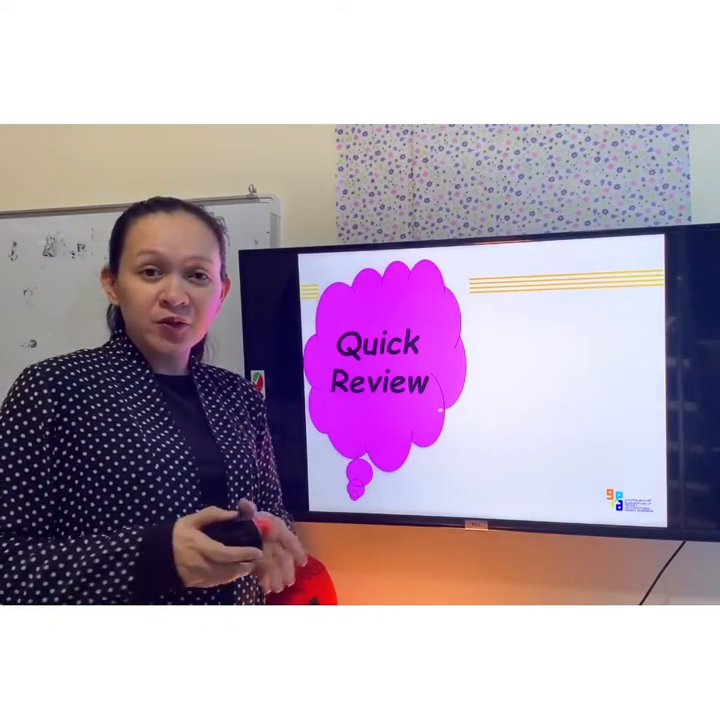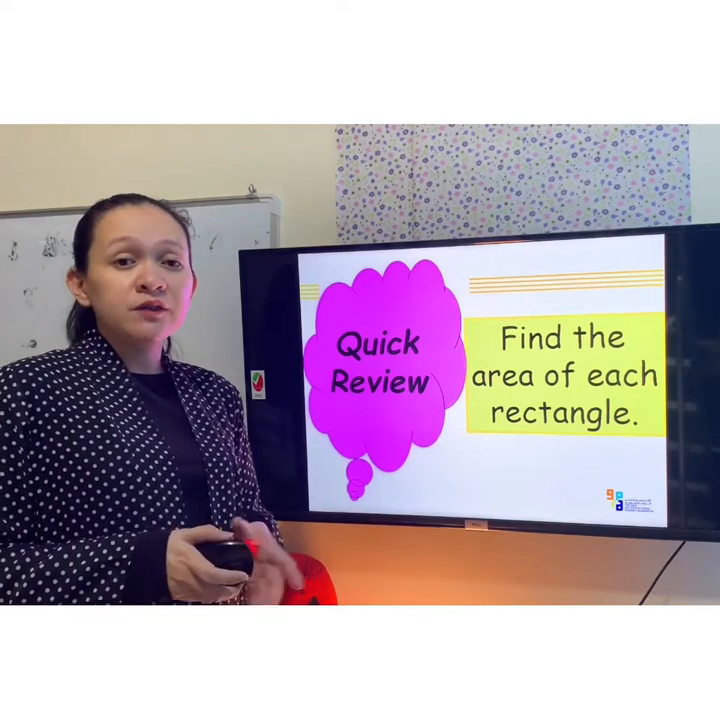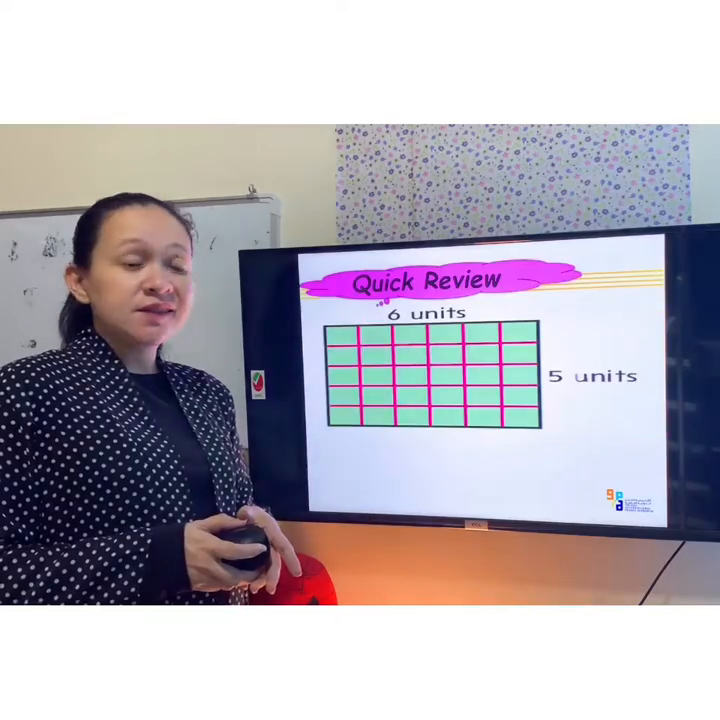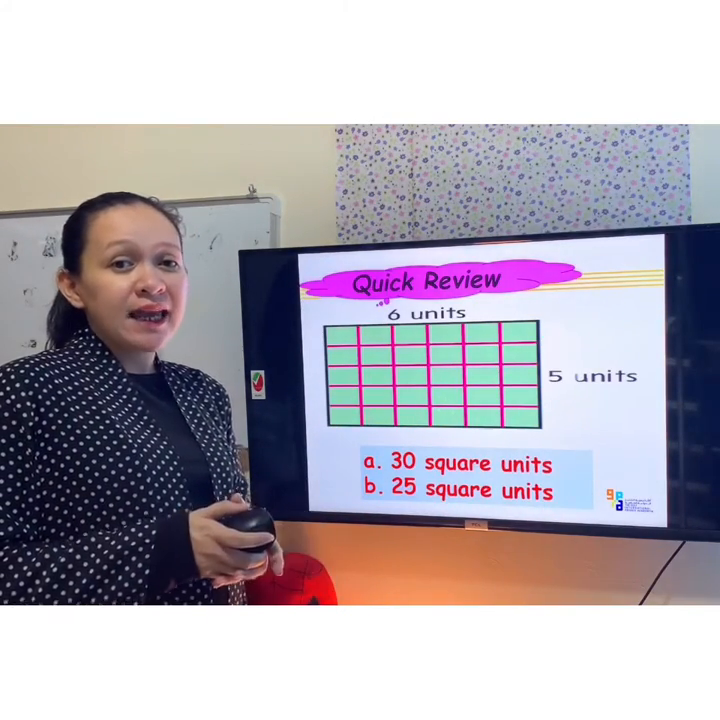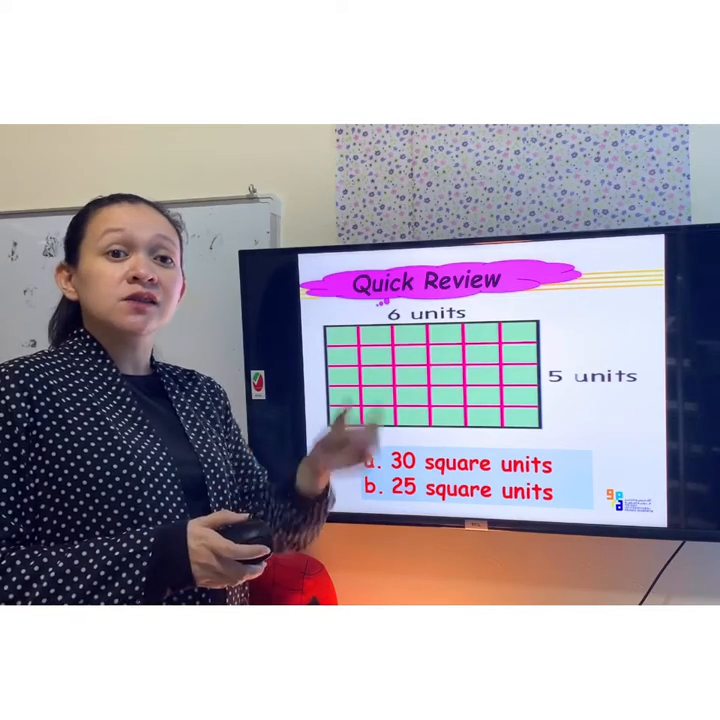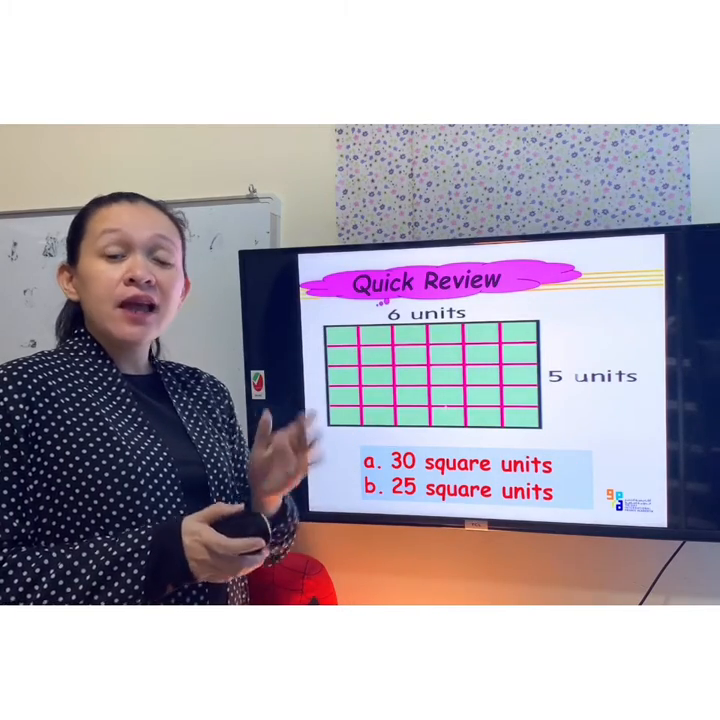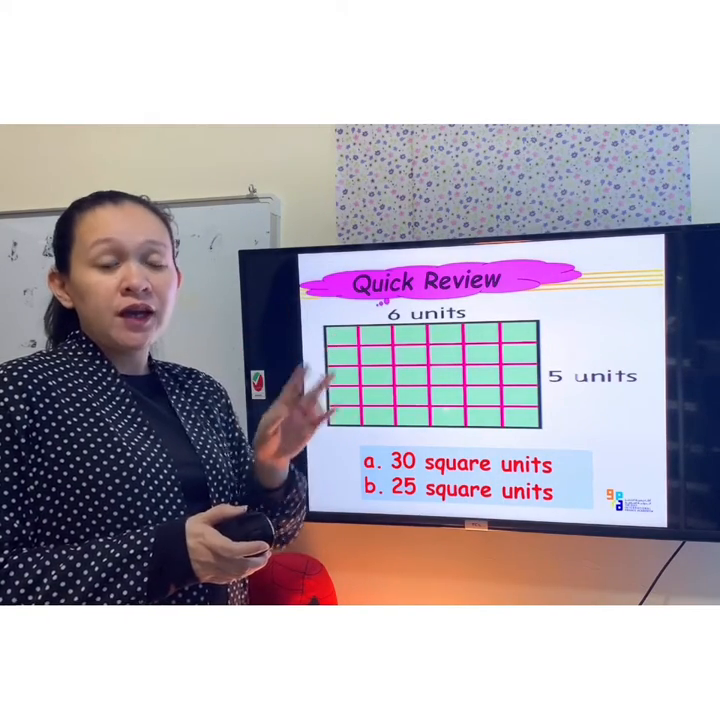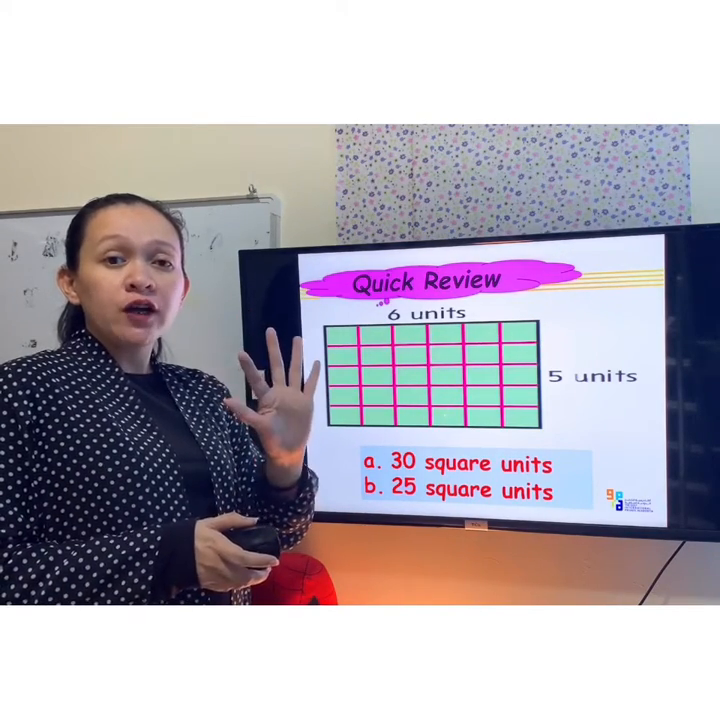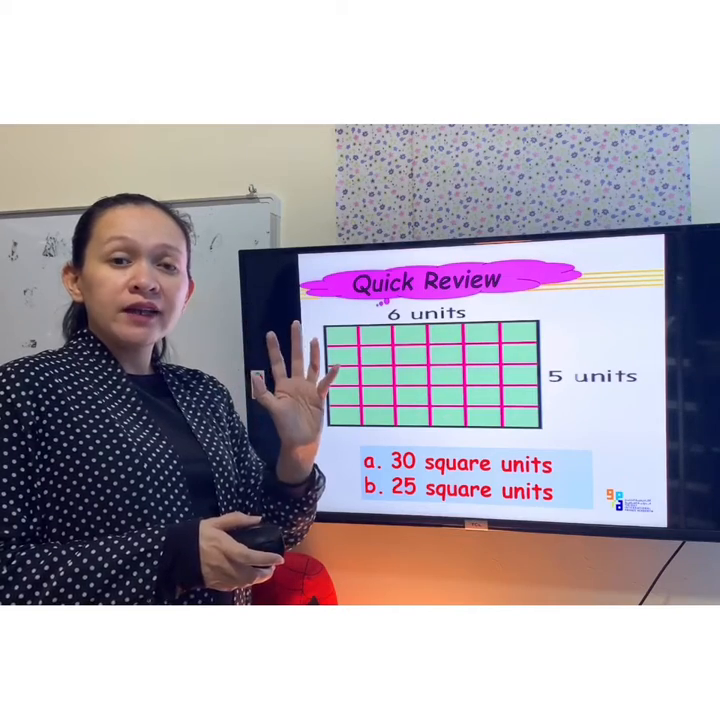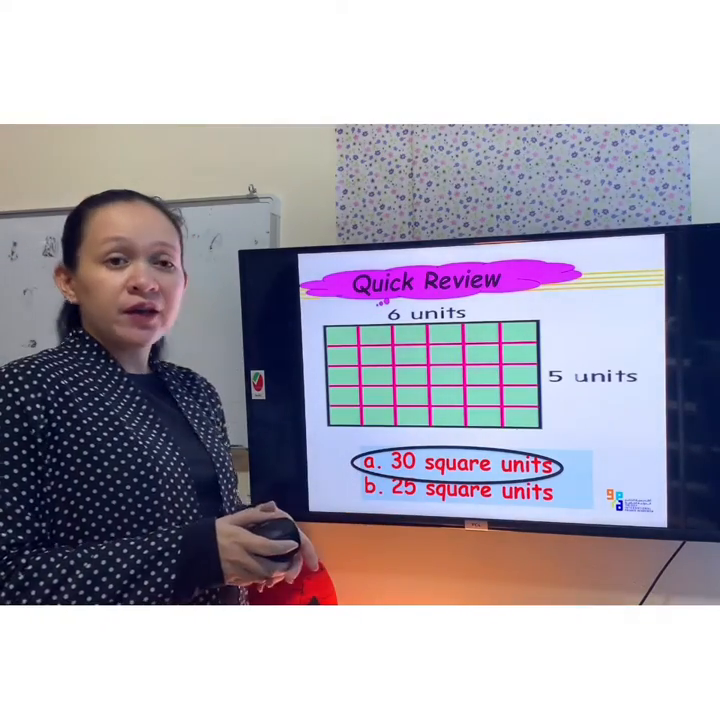Now let's move here to our quick review. We are going to find the area of each rectangle. I will give you 5 seconds to answer. This is our first figure and here are the choices. Now remember, you can get the area of the rectangle by counting the square units, or else you're going to get the length and the width, and then we are going to multiply them both. So timer starts now. 5, 4, 3, 2, 1, and 0. What is your answer? The answer is 30 square units.